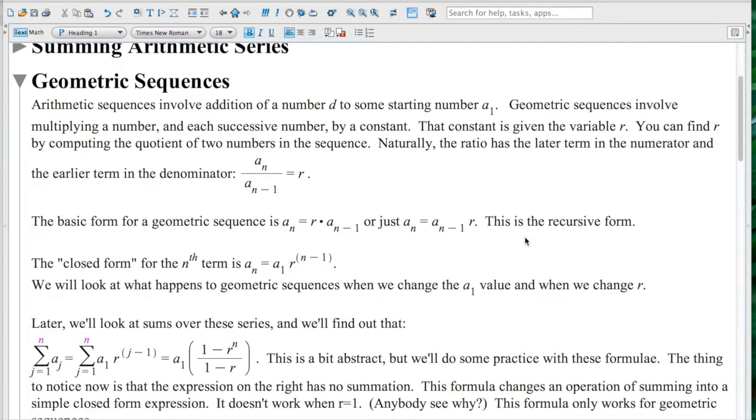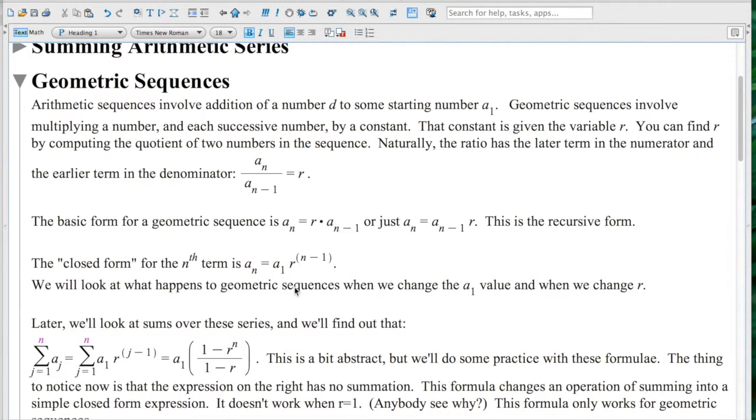This is the recursive form. In order to generate a number in the sequence from the recursive form, you have to know the prior number. Geometric sequences have a closed form. If you know the ratio of the 2 successive numbers in the sequence, and the initial term, you can compute any term in the sequence.